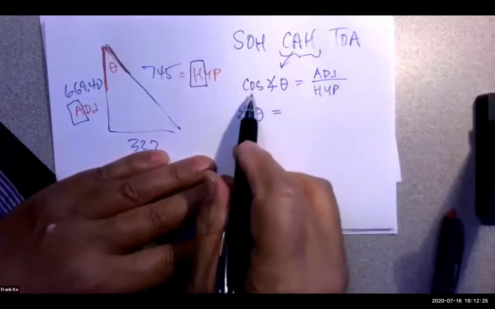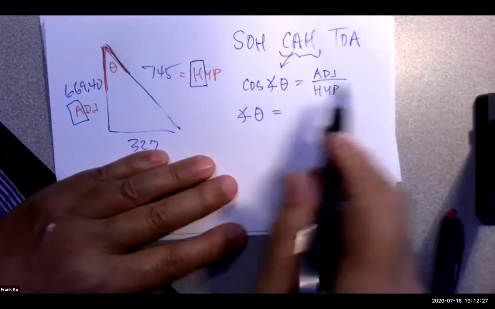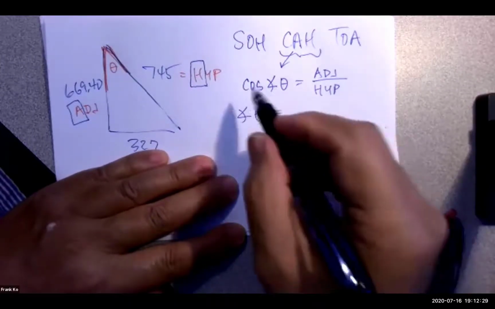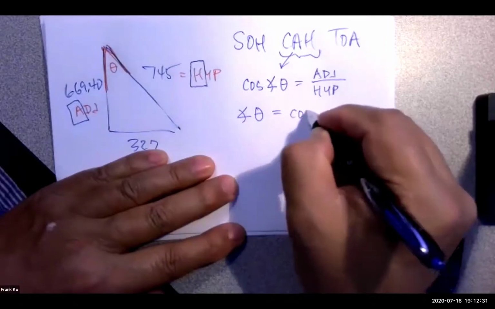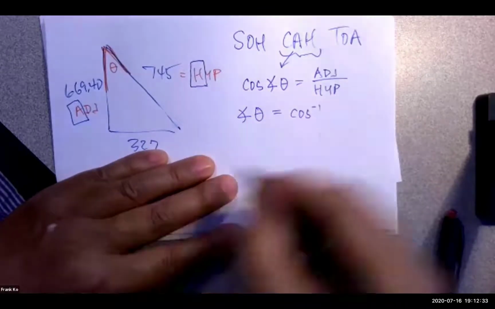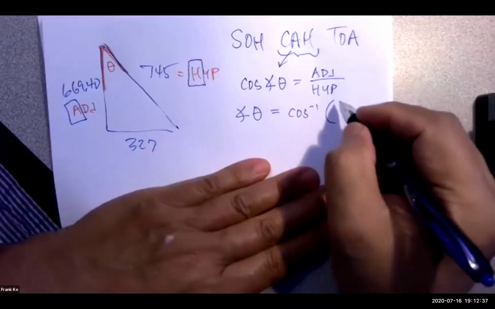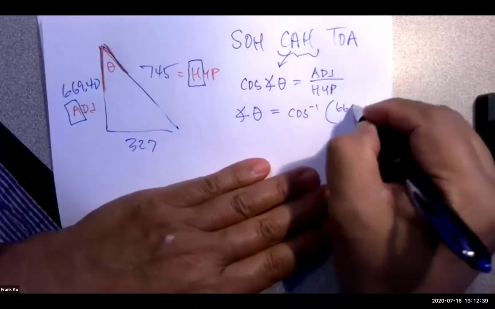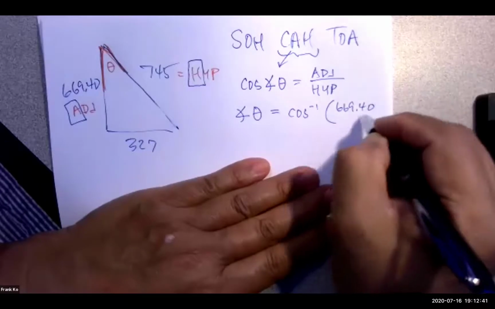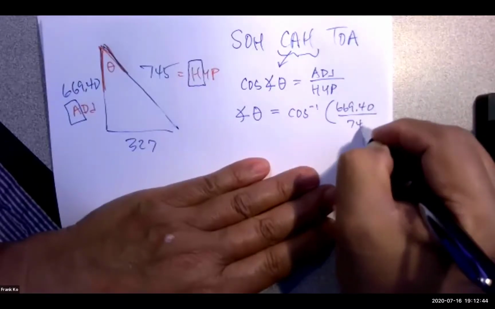How do I move cosine from the left side of this equation to the right side of the equation? I change it to inverse cosine, like that. And in parentheses, I will have adjacent of 669.40 over 745.